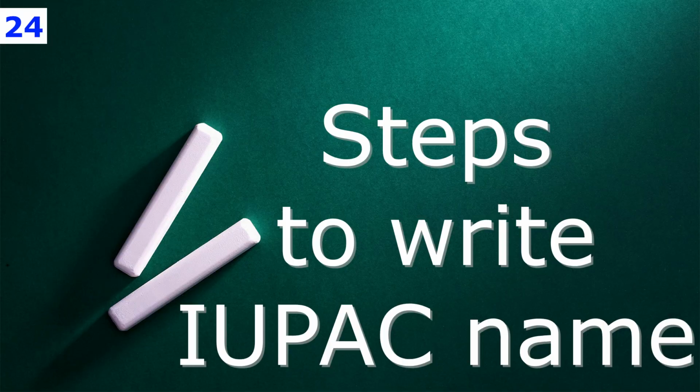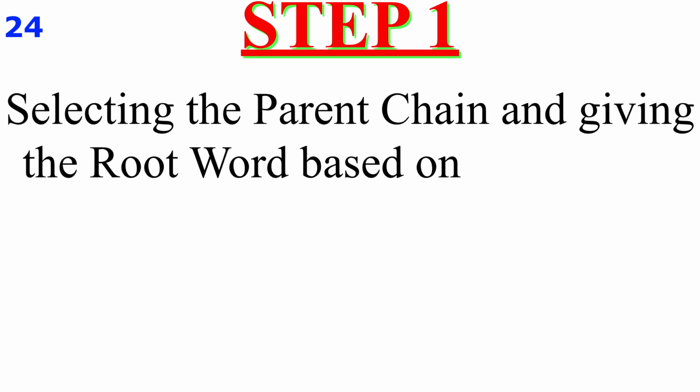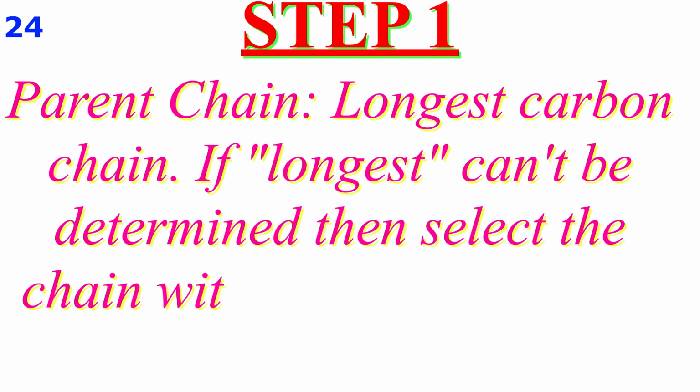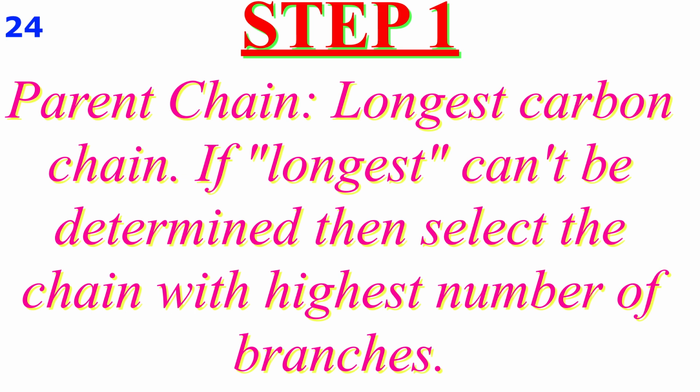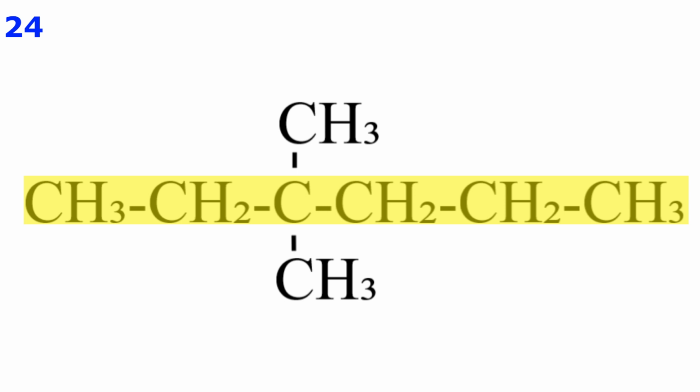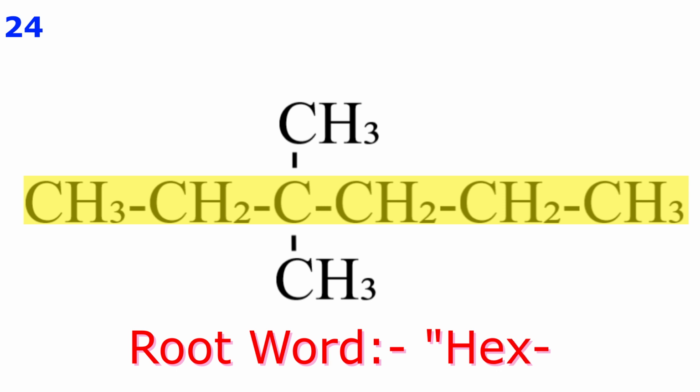My dear little friend, now steps. The first step in naming an organic compound is to select the parent chain and give the root word based on the number of carbon atoms in it. The parent chain in an organic molecule is the longest continuous carbon chain. An example for you. Friend, at present on your screen, in the molecule, the longest chain has 6 carbons. Hence, the word root is hex.